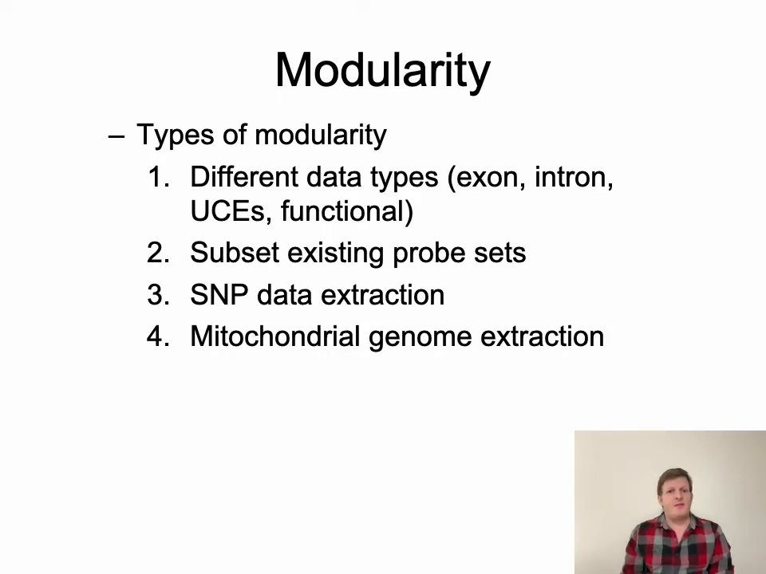The second type is subsetting an existing probe set, where you can take the larger set of markers and reduce them down to types of markers of interest, such as sequencing only UCEs or exons, or functional loci, or selecting markers that work successfully in a specific target clade that you're interested in. And then third, the SNP data extraction.